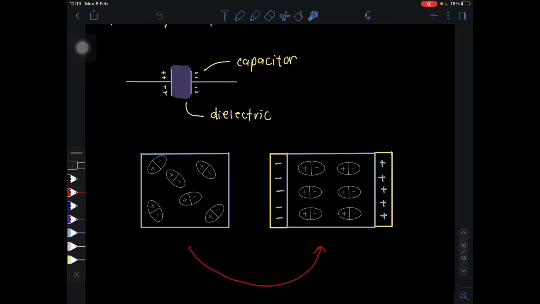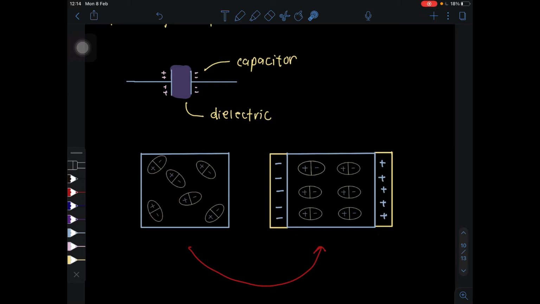So apa yang berlaku adalah, initially dia hanya random sahaja. So the positive and negative charge ni is in random position. So when we put the dielectric in between the capacitor, what happen is, all of this will align. So positive negative ni dia akan align to the electric field between the plates. So we know the electric field is from positive to negative, right? So that will be the electric field.